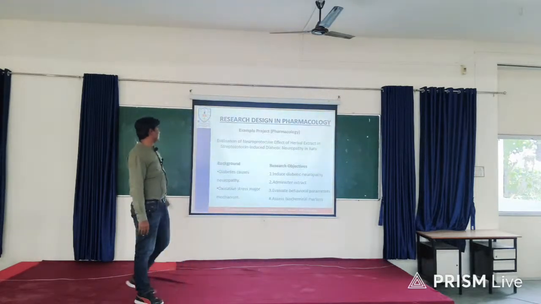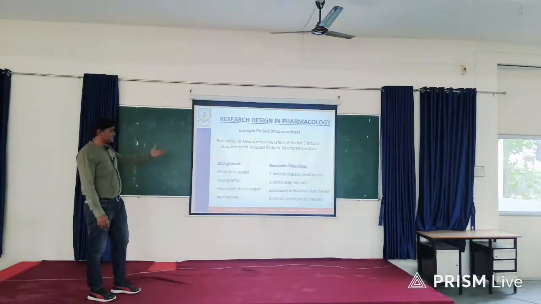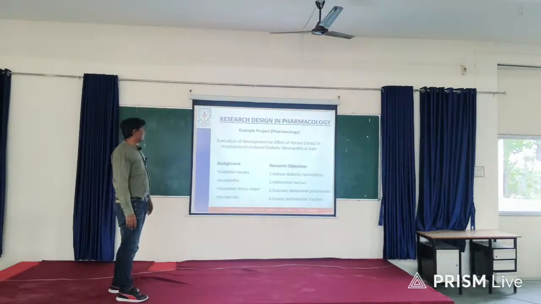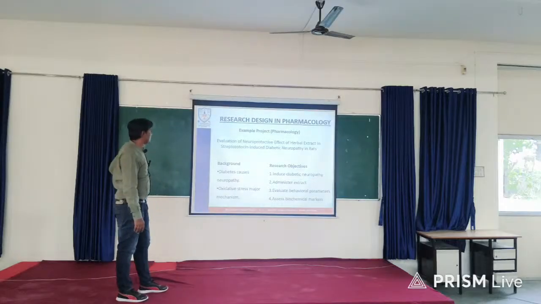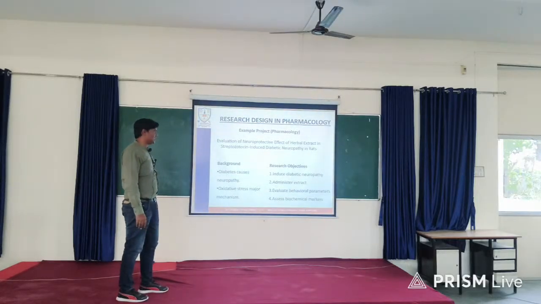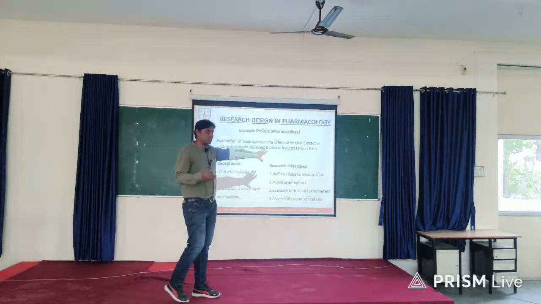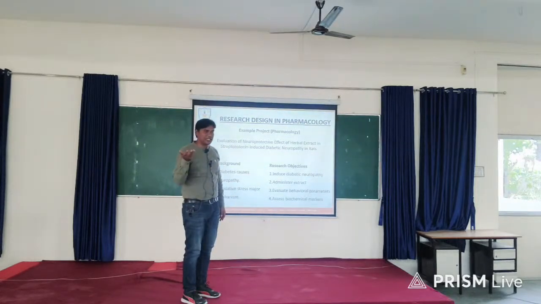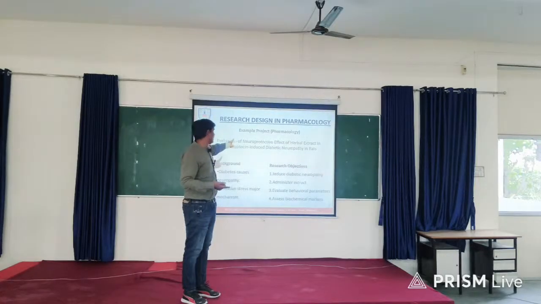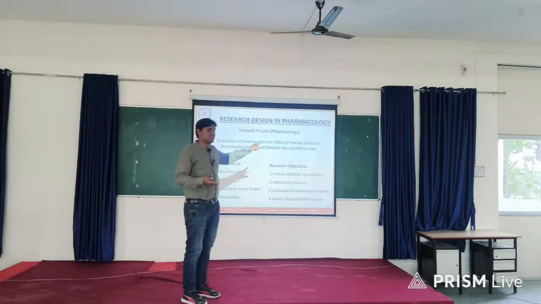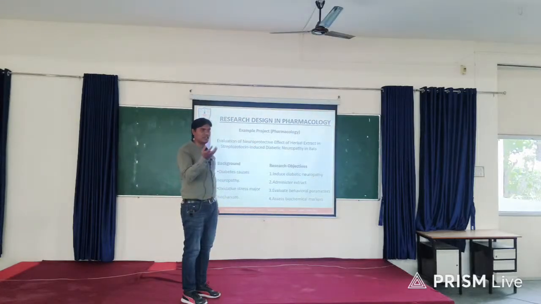Next. Coming to pharmacology, the example project we have taken here is evaluation of neuroprotective effect of herbal extract in streptozocin induced diabetic neuropathy in rats. After looking at this title, first you should develop diabetic neuropathy in the rats, right? If you don't develop diabetic neuropathy in the rats, how will you evaluate the neuroprotective effect of your herbal extract? So first you should induce diabetic neuropathy in your rats.